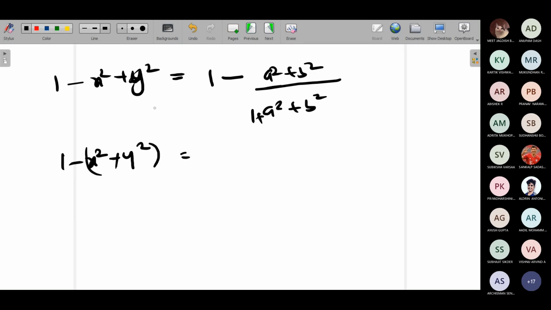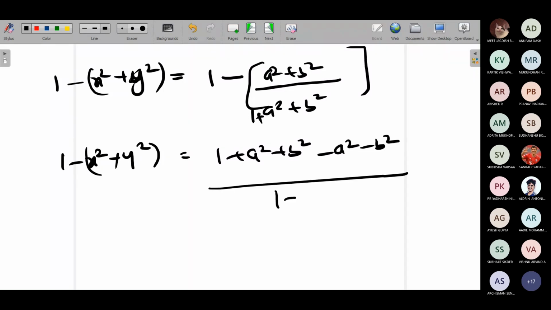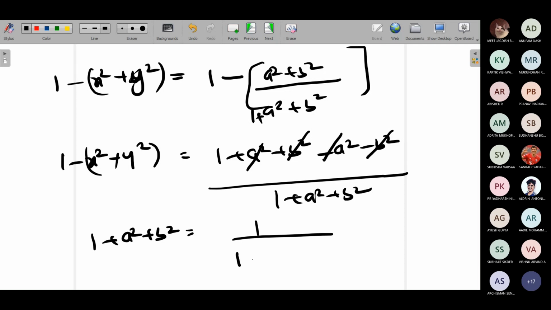So 1 minus of x square plus y square is minus of this. Now take the LCM, I'll get 1 plus a square plus b square minus a square minus b square divided by 1 plus a square plus b square. So plus a square minus a square and plus b square minus b square will get cancelled. So I will get the value of 1 plus a square plus b square is equal to 1 by 1 minus x square minus y square. Is it clear? So I'll get the value of 1 plus a square plus b square as 1 minus x square minus y square.